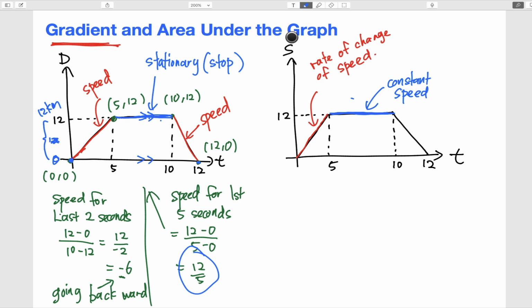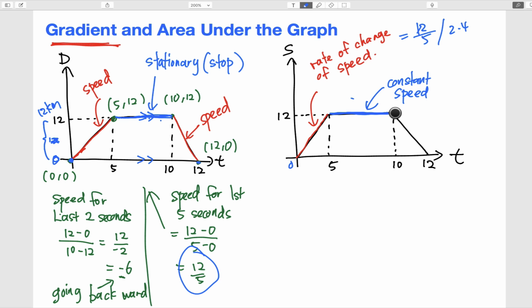But for the speed time graph, it's a totally different case. It looks something like this. A particle increases the speed. Of course the rate of change of speed here is the same value as this one, 12 over 5, or you can call it 2.4. So every second the particle increases the speed by 2.4, 2.4, 2.4, until the 5th second, when the particle reaches the speed of 12. And then the particle keeps the same speed for 5 seconds.